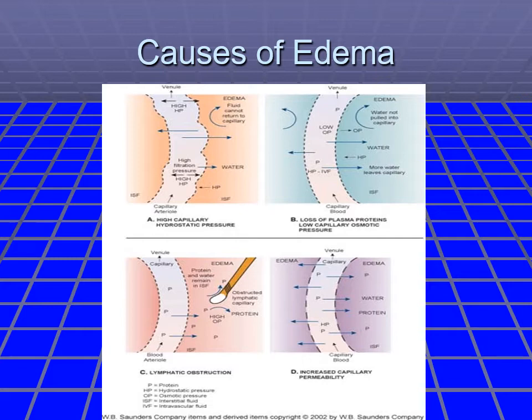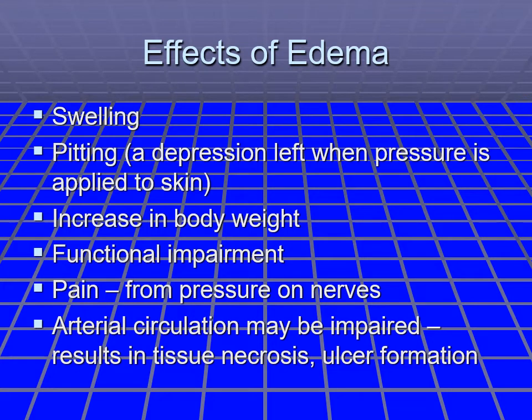Lymphatic obstruction, remember lymphatic vessels are dead-end streets, so wherever the blockage is, distal to the blockage, you will have inflammation and swelling. And increased capillary permeability, you see this a lot of times with an infection or allergic reaction where capillaries will release a lot of exudate into the surrounding fluids, but if it's extensive, then you could lose a lot of fluid and cause swelling. So those are 4 major causes of edema. So some of the effects: swelling, pitting, and with pitting, if you press on a person's skin that has inflammation, it leaves a depression when the pressure is applied to the skin.